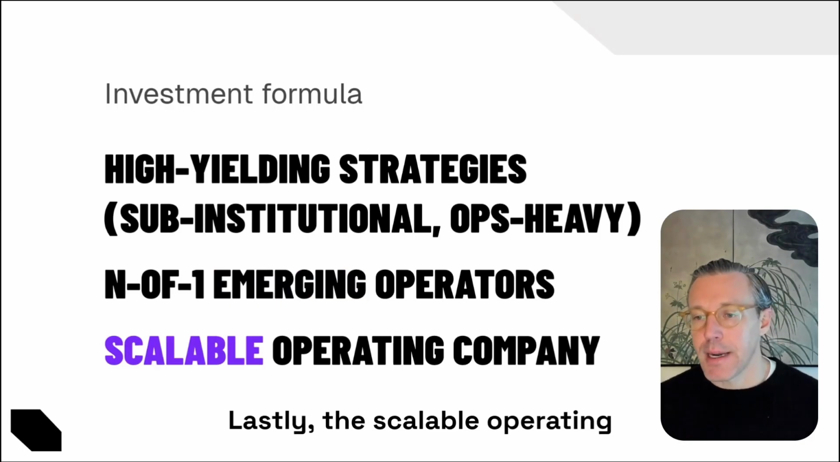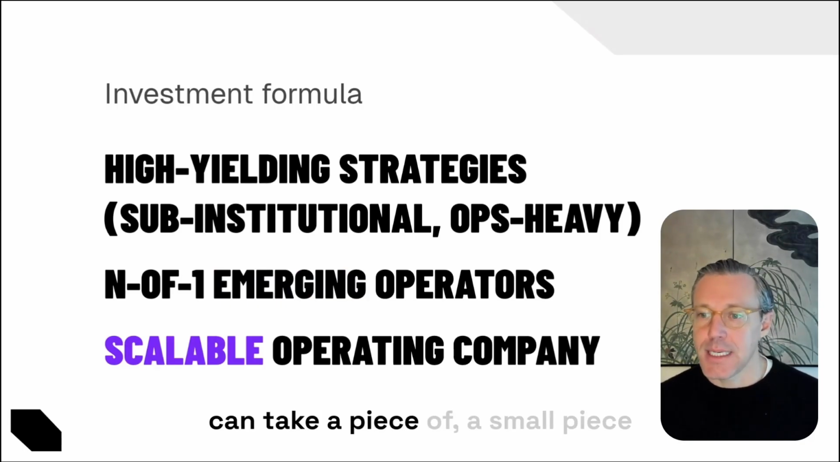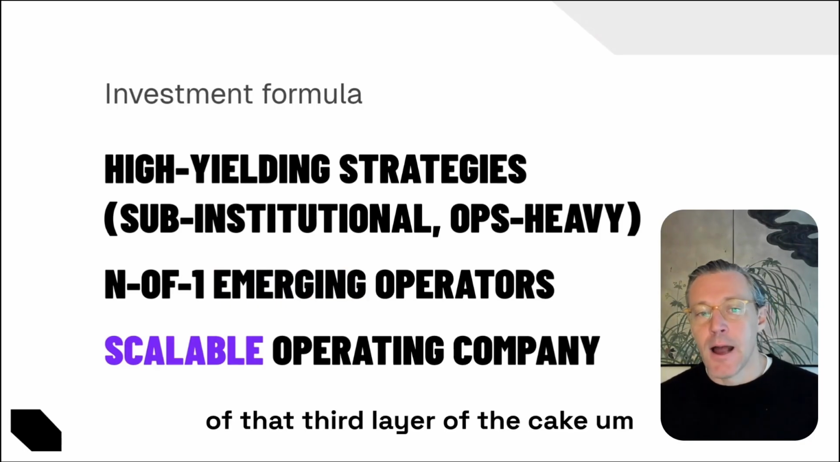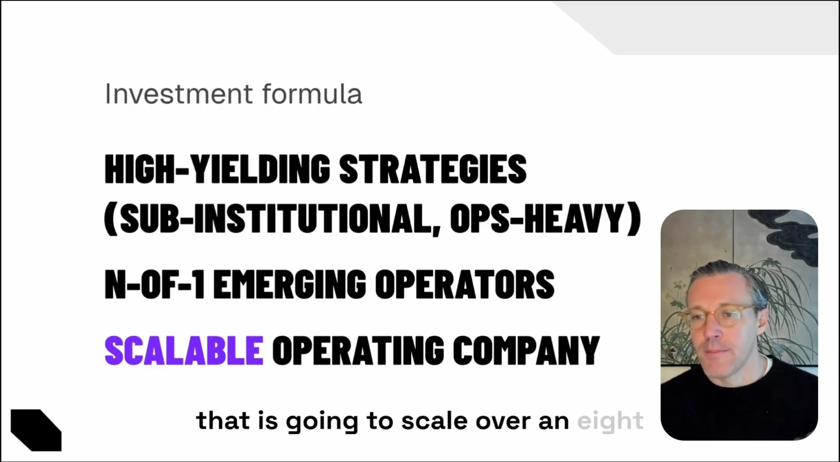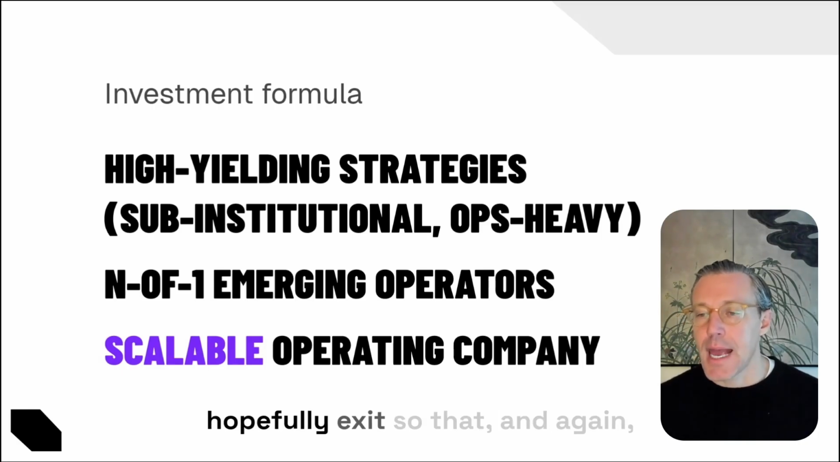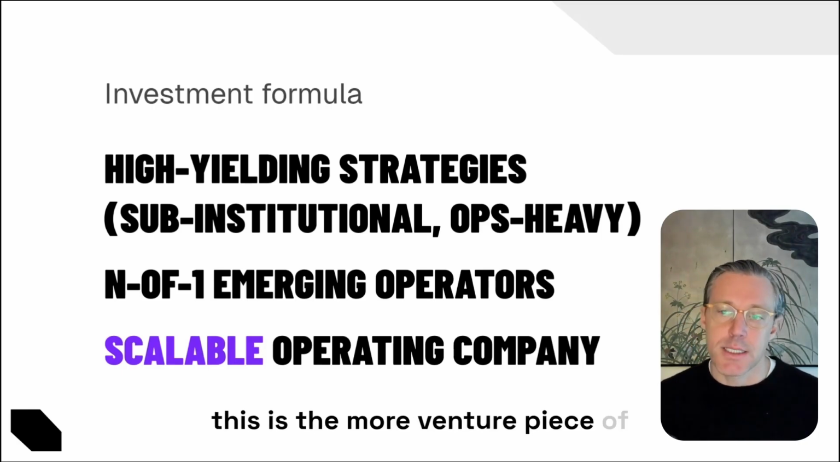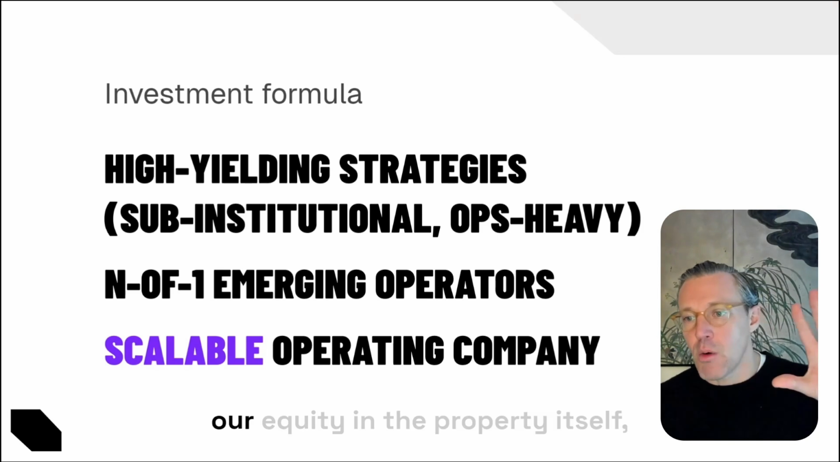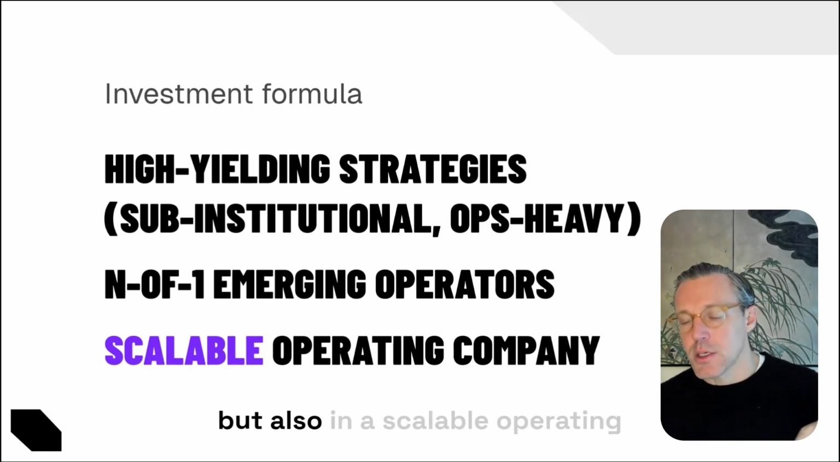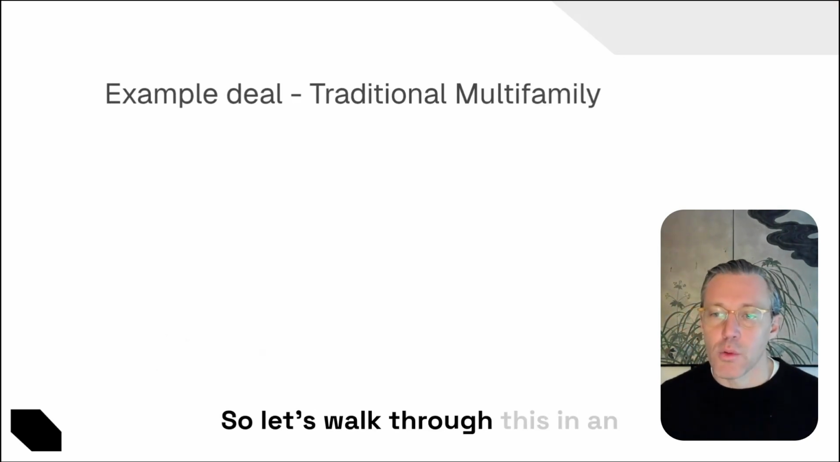Lastly, the scalable operating company, having something that we can take a small piece of, that third layer of the cake, that is going to scale over an 8 to 10 year period of time and hopefully exit. And again, this is the more venture piece of the investment, not just taking our equity in the property itself, but also in a scalable operating company. So let's walk through this in an example deal.